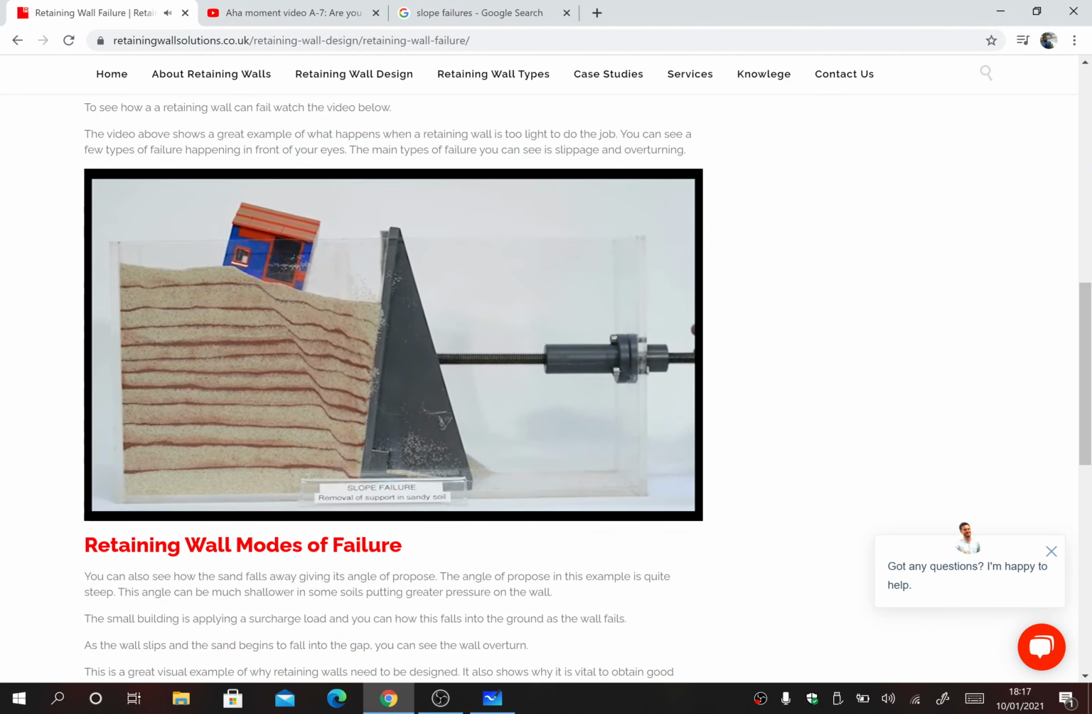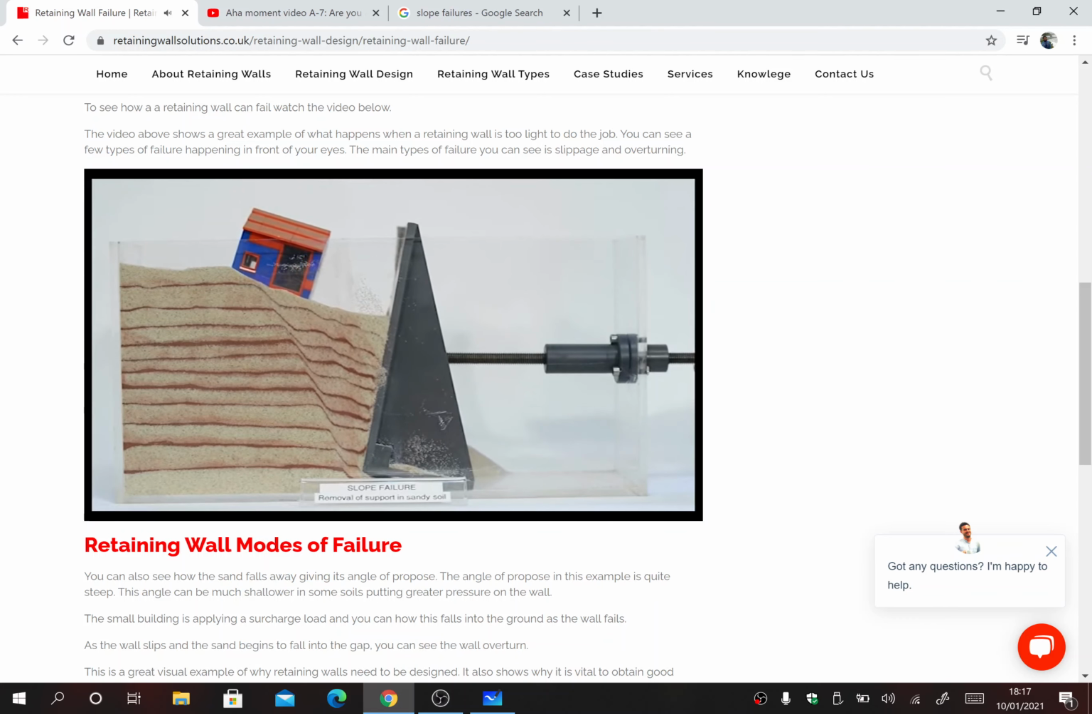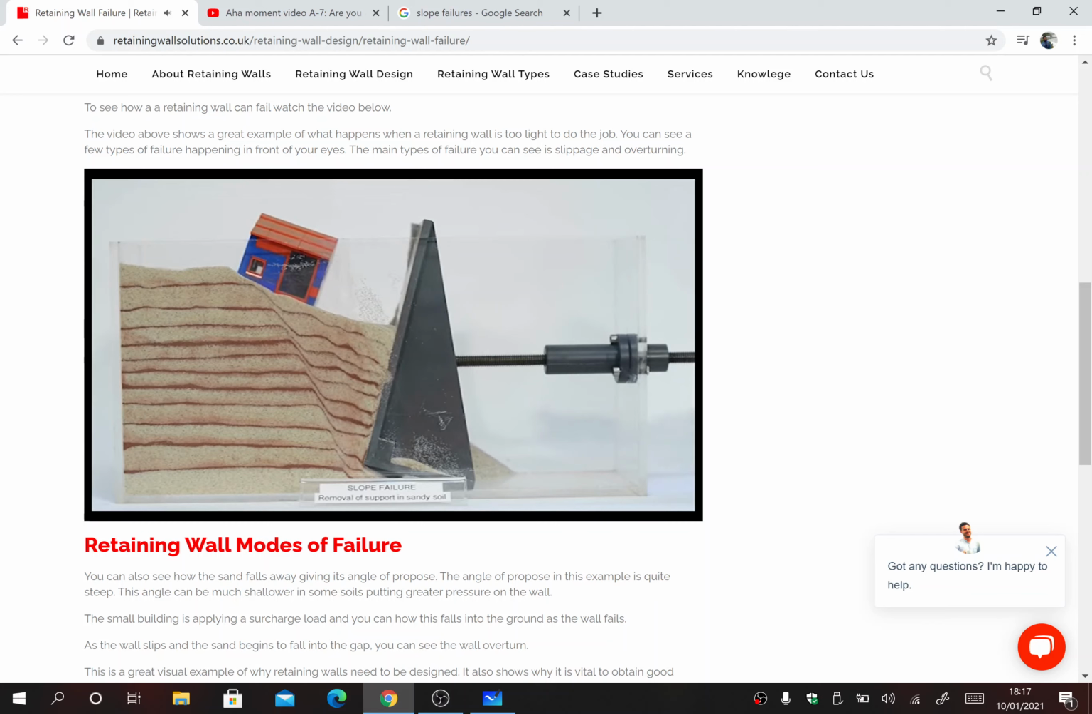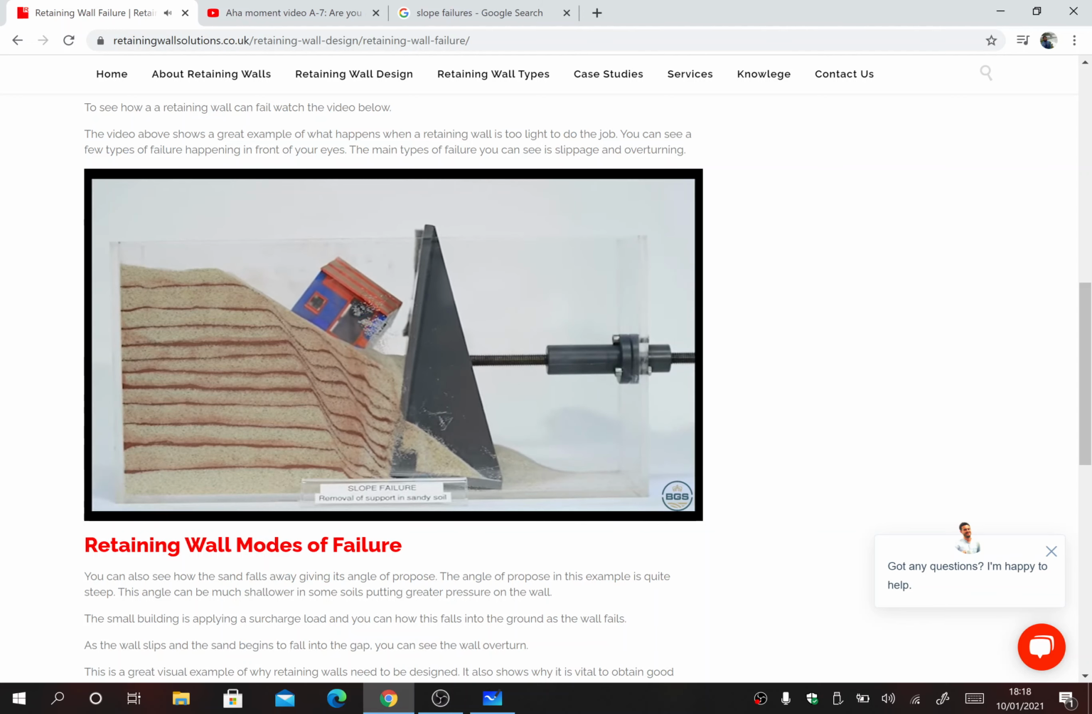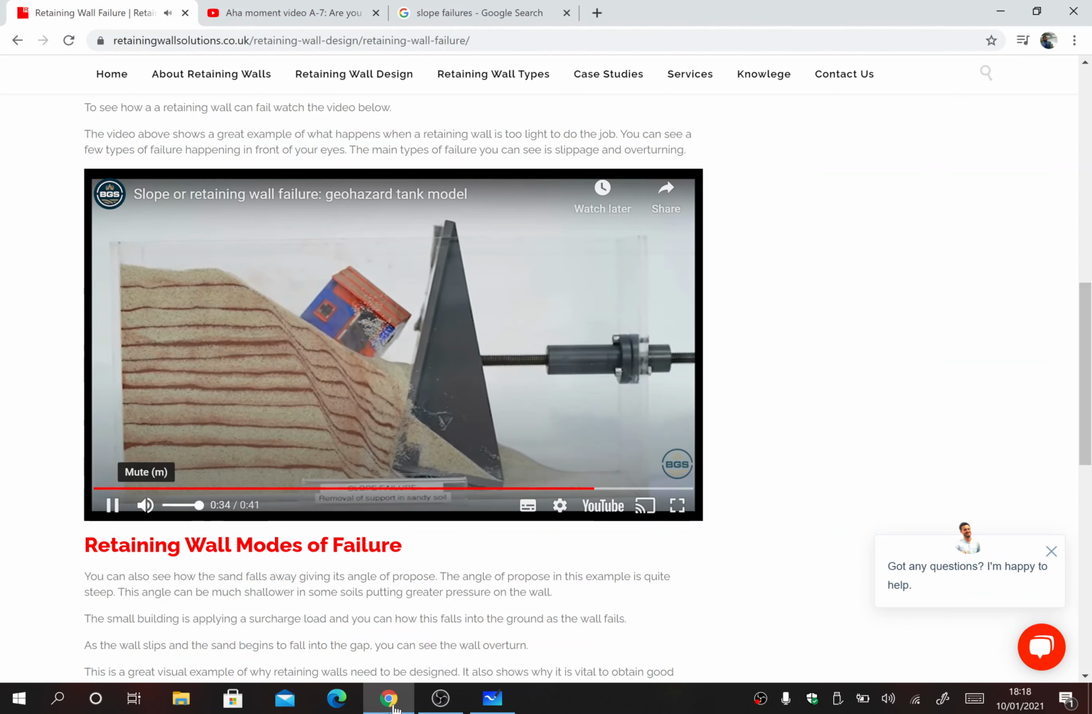Unfortunately, this wall has not been designed correctly and has started to fail. This slope failure is translational in nature, and you can see the slip planes that have formed. Slope failures in wet clays and silts tend to fail at shallower angles and be of a rotational or flow type failure.